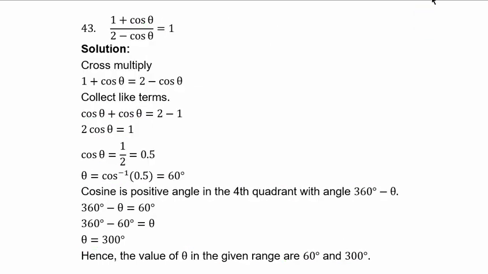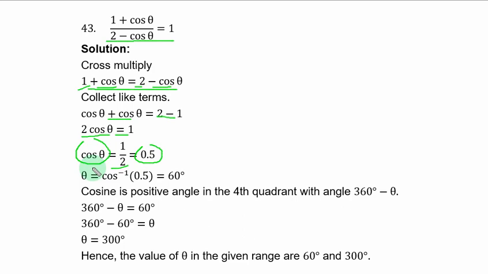Example 43, solve this equation. Solution: you simply cross multiply and you have it in this form. Next thing is to collect like terms. This one is here. You transfer this, it becomes positive. You have 2 here. You transfer 1, it becomes negative. And you have 2 cos theta equal to 1. To get cos theta first, divide both sides by 2 and you have 0.5.